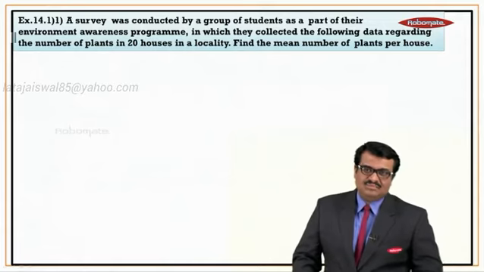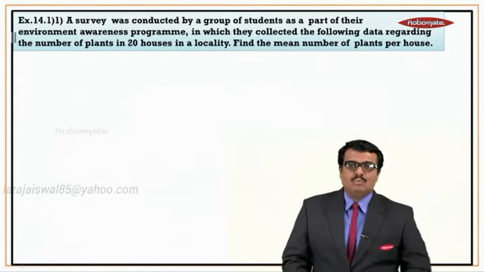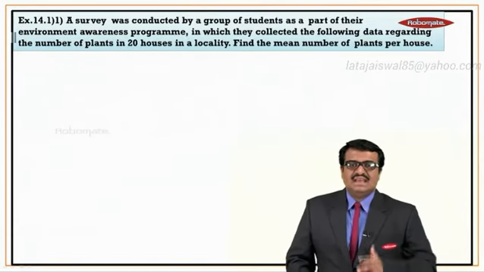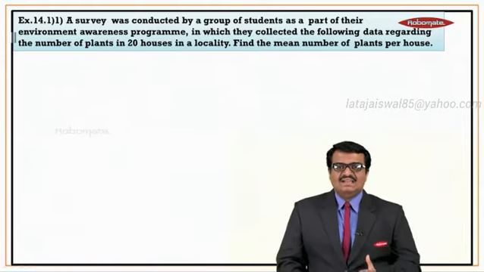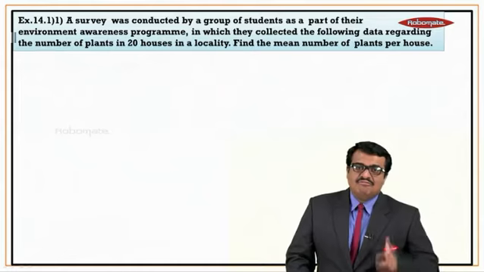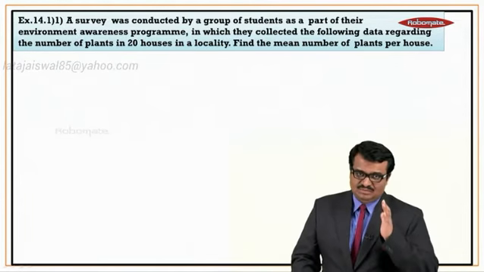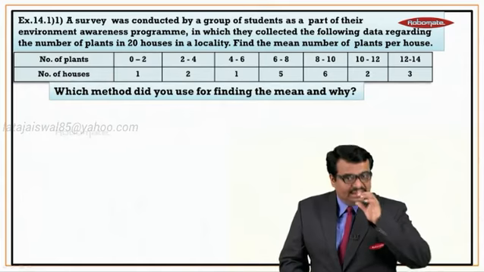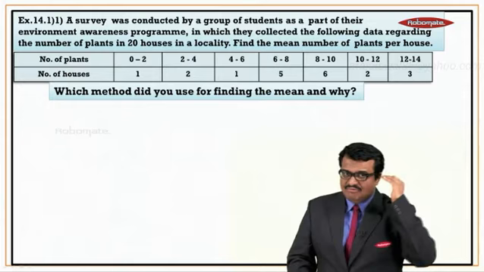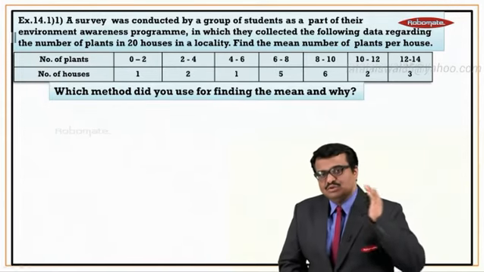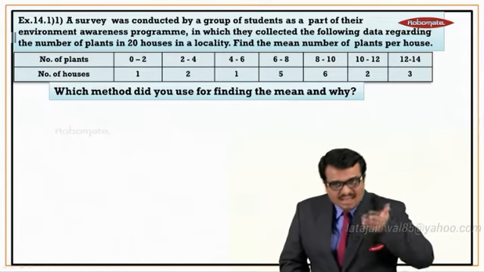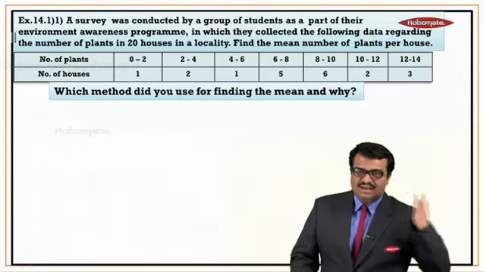Suppose the sum is like this. A survey was conducted by a group of students as a part of their environment awareness program, in which they collected the following data regarding the number of plants in 20 houses in a locality. Find the number of plants per house is the question. The table is given like this. Two rows are there, number of plants, and the second row is number of houses. The number of plants given to you are 0 to 2, 2 to 4, 4 to 6, 6 to 8, 8 to 10, 10 to 12 and so on. And the number of houses are 1, 2, 1, 5 and so on.